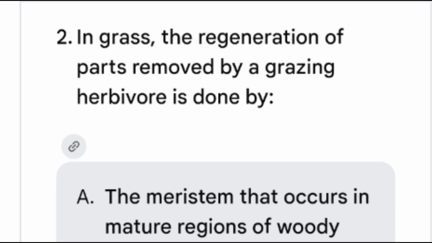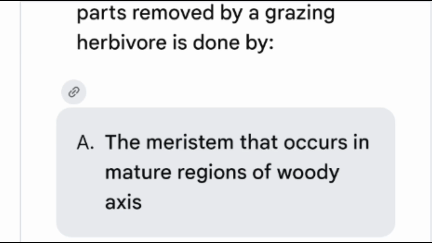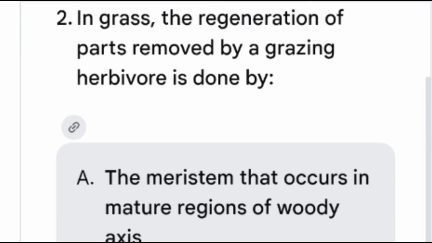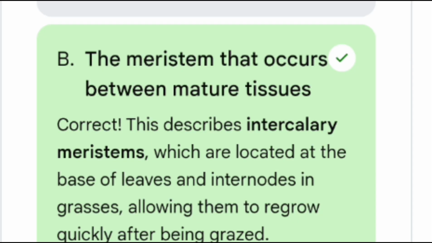So in grass, the regeneration of the parts removed by the grazing herbivores is done by option A, the meristem that occurs in mature region of woody axis, and option B, the meristem that occurs between the mature tissue. So here the correct answer for this question is the meristem that occurs between the mature tissue, because this describes the intercalary meristem which are located at the base of the leaf and internode in a grass that allow them to regrow quickly after being grazed.